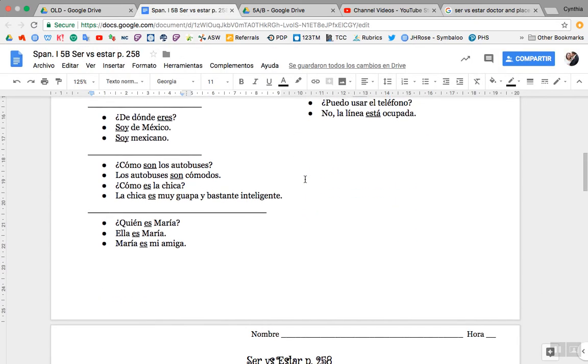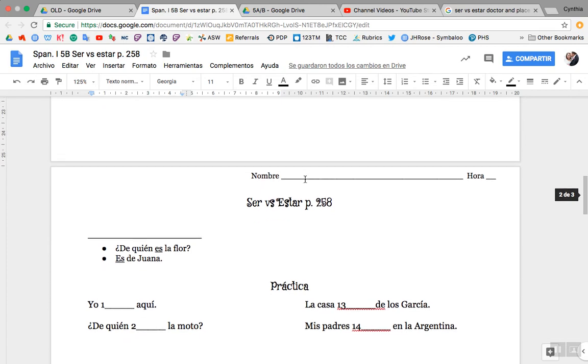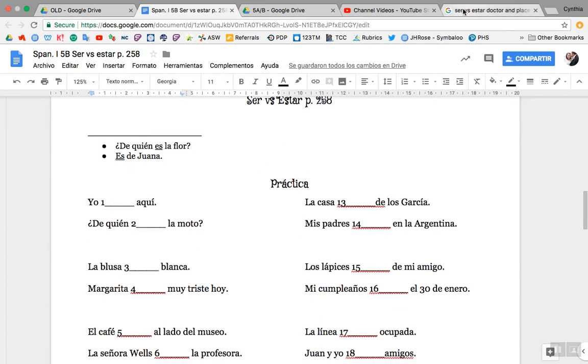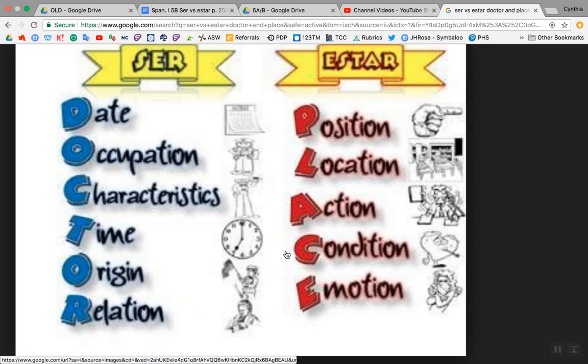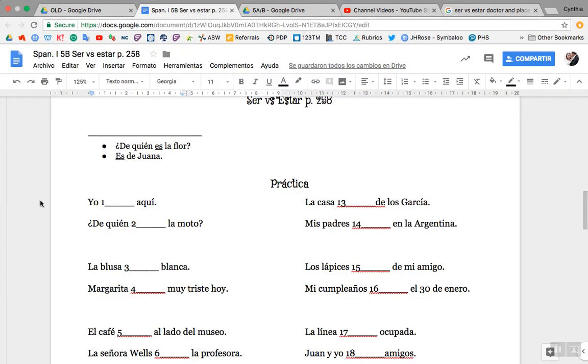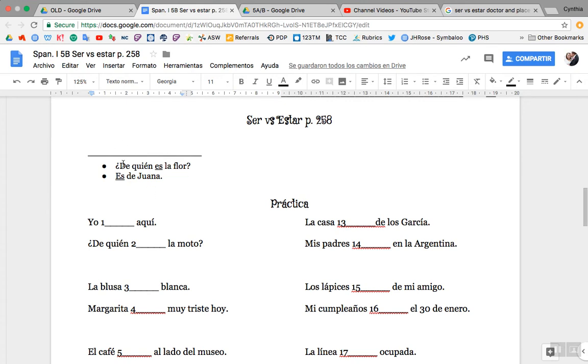If you look up at the board, if you look for my two pillars of ser and estar, DOCTOR and PLACE, underneath each acronym's description, I have an example. So go ahead and take a look at those. All right. We forgot one down here. ¿De quién es la flor? That's ownership. Who does the flower belong to?